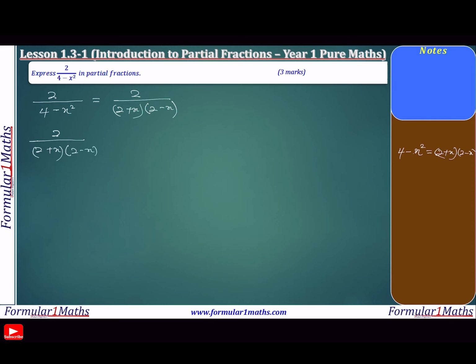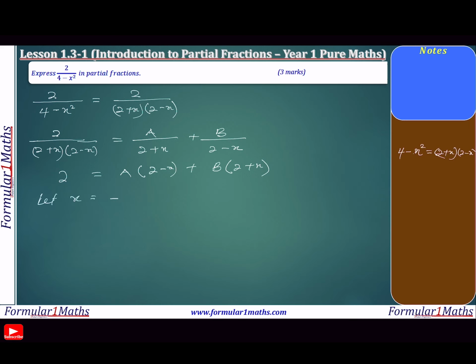So now we have 2 over 2 plus x, 2 minus x will be equal to the component partial fractions, which will be a over 2 plus x plus b over 2 minus x. If I multiply all the three terms by the denominator of the left-hand side, then I'll be left with 2 on the left-hand side and a times 2 minus x for the first term, because this will cancel the 2 plus x. And then for this term, I have b times 2 plus x.